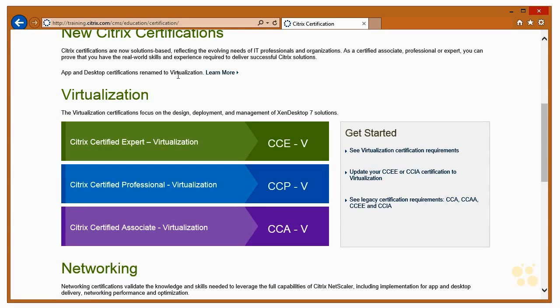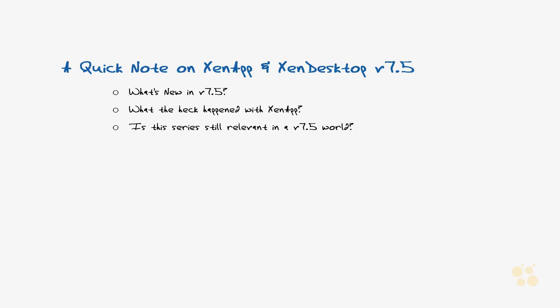So 7.5, what is it? It's another name change for Citrix. Good job, Citrix. Way to continue with the constant name changes of the product. And in fact, one might argue that, I don't know, I think one of the hardest parts about dealing with Citrix is just keeping track of all the different name changes that they have.